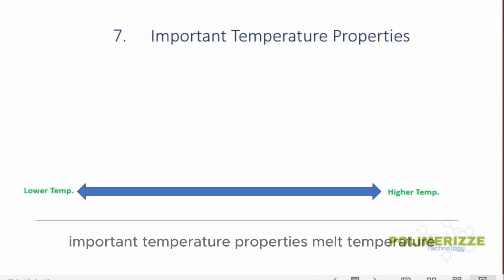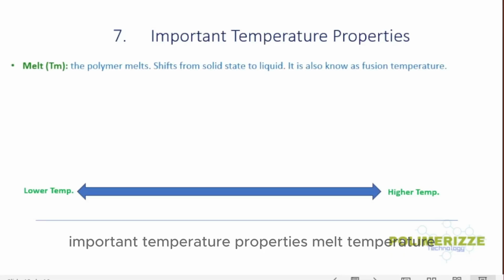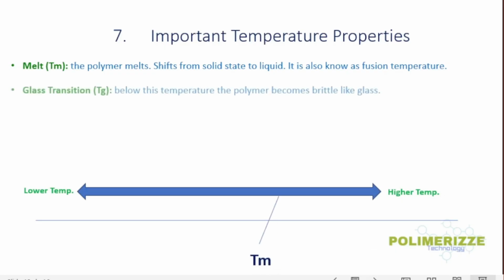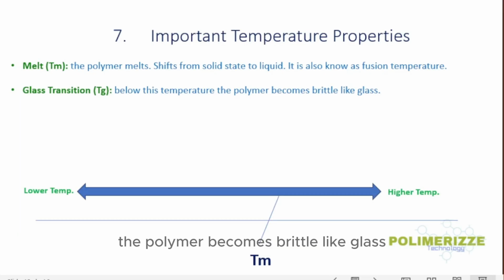Important temperature properties. Melt temperature. It's when the polymer melts. It shifts from the solid state to liquid state. It is also known as fusion temperature. This is the temperature at which you can start molding the material into the shape that you want. Glass transition temperature. Below this temperature, the polymer becomes brittle like glass. The mechanical properties are reduced.